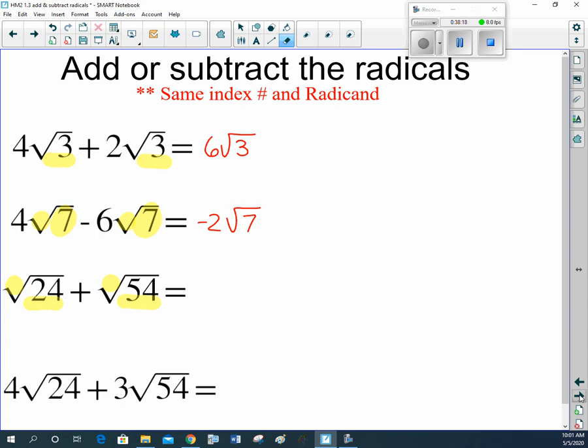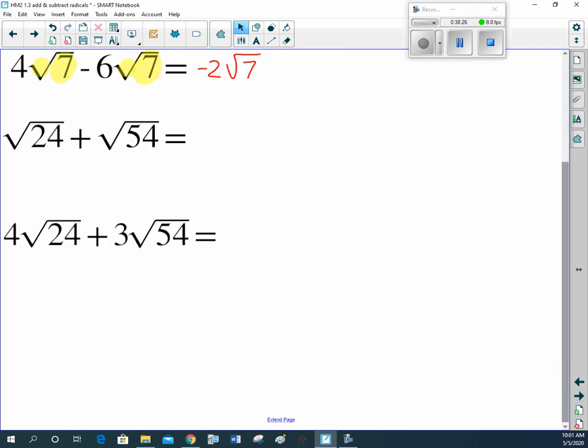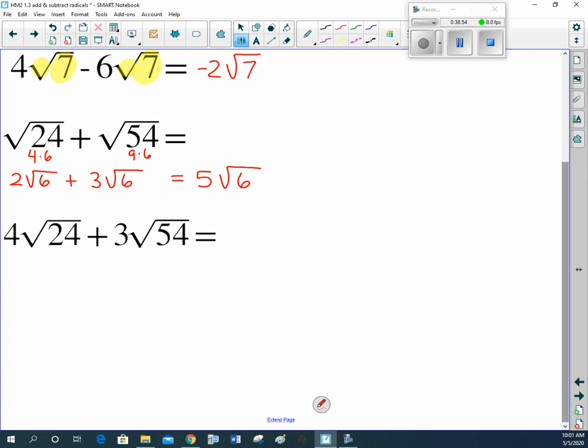So now, that's why we spend all this time reducing radicals. You got to reduce those radicals to see if they'll be the same. So square root of 24, I think, is 4 times 6. So square root of 4 is 2 root 6 plus 54, 9 times 6 is 54. So square root of 9 is 3. And then you're left with square root of 6. Okay, now you can add them together. I have the same index number and the same radicand. So 2 plus 3 is 5 square root of 6.